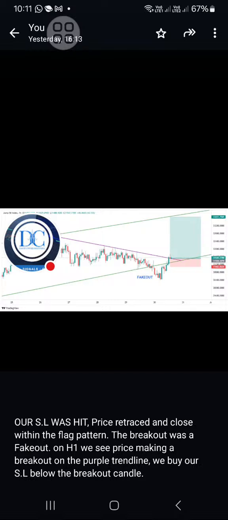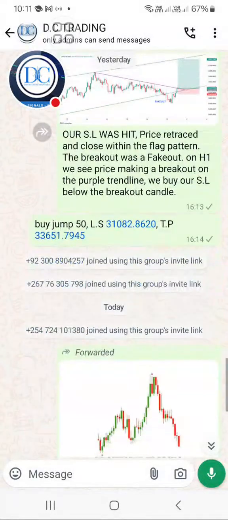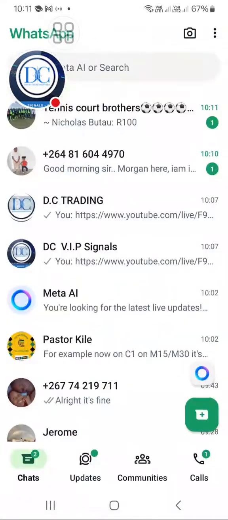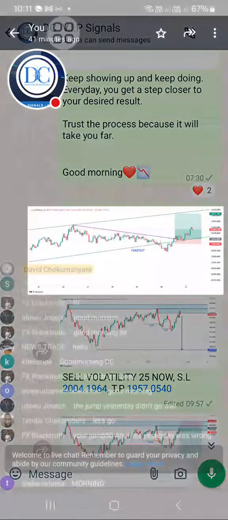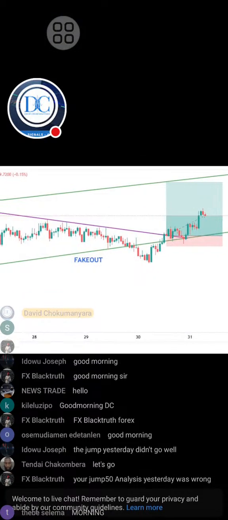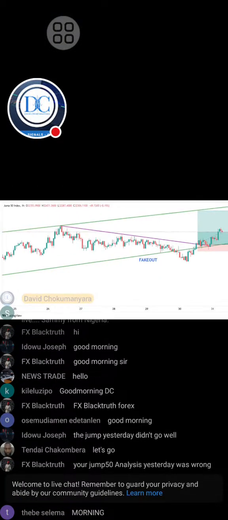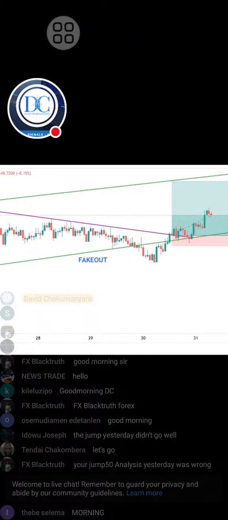On H1, we can see price is making a breakout on the purple trend line. So we noticed that there was a trend line, and price closed above the trend line, and we were able to buy from that breakout candle. I think today in our VIP group, I shared the results. This is Volatility 50, and after that we can see Volatility 50 was able to buy. So this is on H1, and today we are in profit.